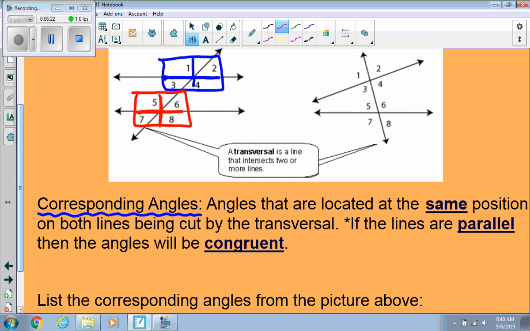Now, these would only be congruent if the lines are parallel. If we look over here, angle 3 and angle 7 are not congruent because the lines are not parallel. So it's only going to be congruent if the lines are parallel. It doesn't mean they're not corresponding angles. It just means that the lines are not parallel, so they're not equal.